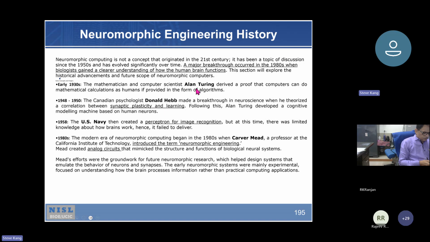So in the beginning, Alan Turing proposed, and then in 1948, Donald Hebb came up with some relationship between the synapses and the neurons for learning, especially that learning is done in synapses. So this is what we are going to discuss.